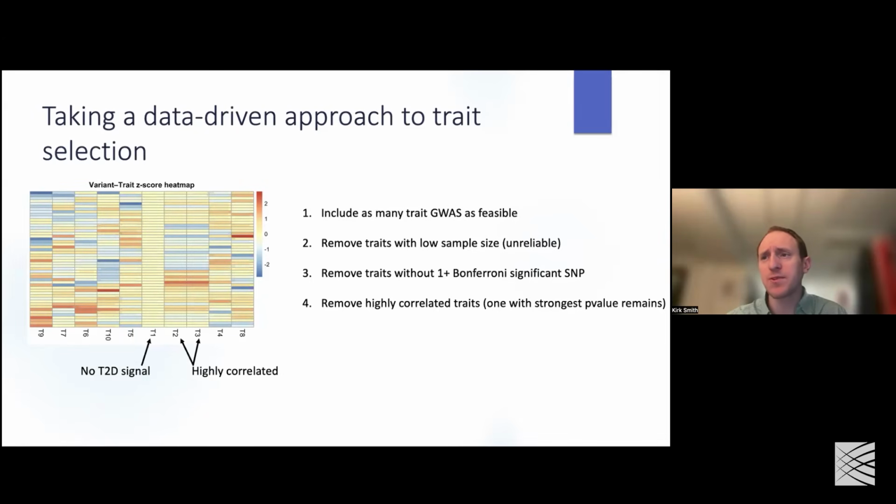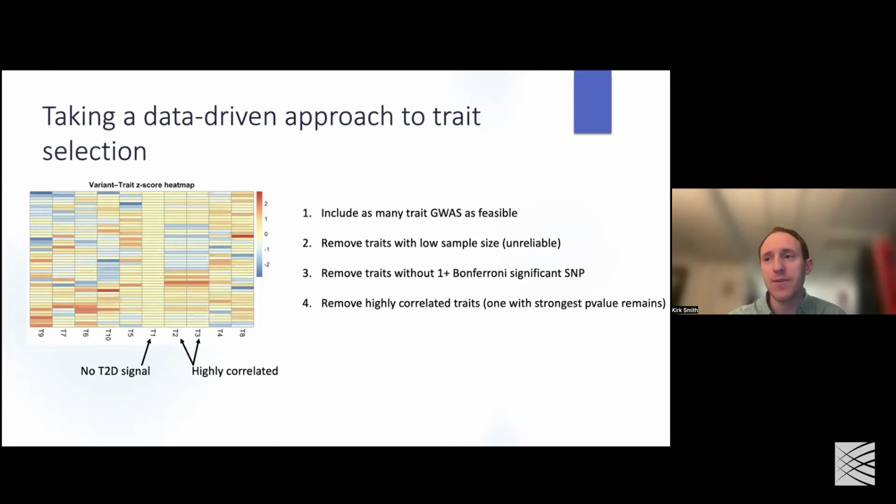So next we remove traits without at least one Bonferroni significant SNP. This is probably the most important filter because this is what allows us to throw traits into the pipeline that maybe we suspect are associated with our disease, but we aren't entirely sure. And if it turns out that none of our T2D SNPs are associated with that trait, we simply remove the trait and therefore we're not adding any unnecessary noise to the clustering.